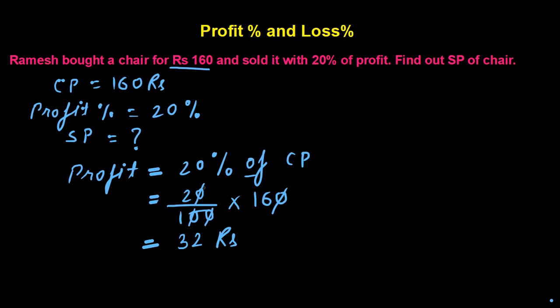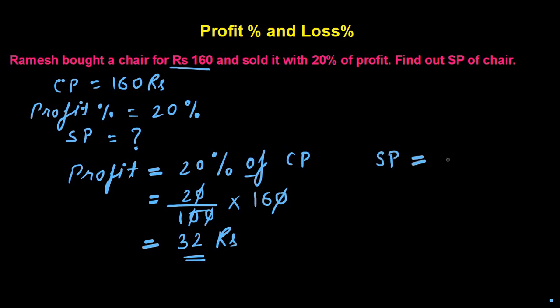Okay, profit percentage was given, that means only percentage was given. Now you already found out that 32 rupees was the actual profit, actual number, right? So this 32 rupees was added into the cost price, right? Now what is selling price? If I write it here, what is selling price?